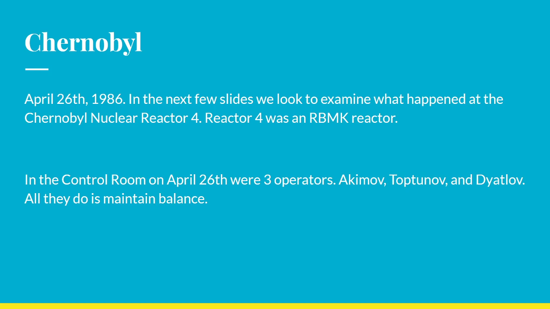I also want to bring up a few of the people that were in the control room at the time. On April 26th, 3 operators were present that maintained balance. Their names: Akimov, Toptunov, and Dyatlov. Their names will become a little bit more clear later on as to why we bring them up.